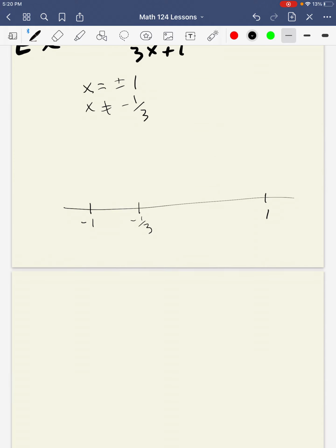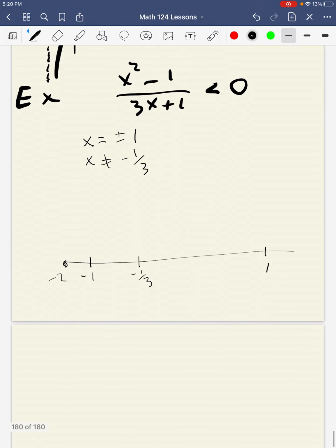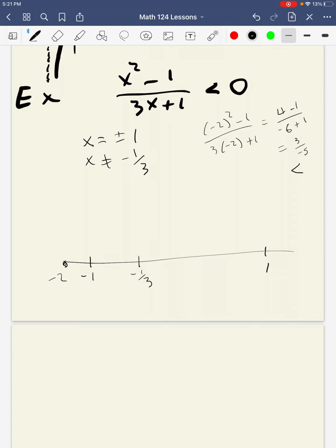Okay, so I'll begin here. We could plug in -2. Plug in -2. We have -2 squared minus 1 over 3 times -2 plus 1. So that's 4 minus 1 over -6 plus 1, 3 over -5, negative. So in here, the outputs will be negative.